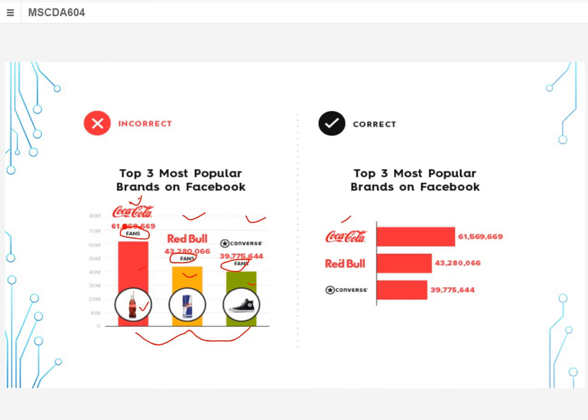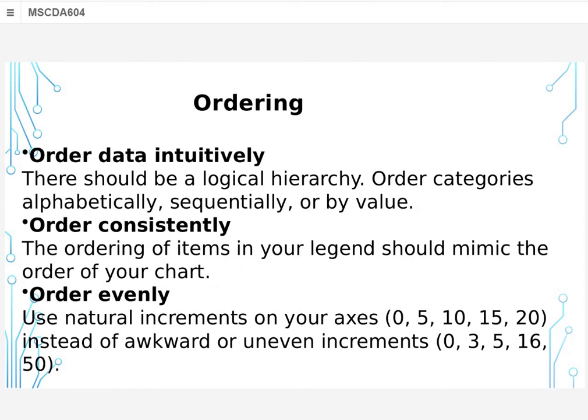Then, since I've written the total here to be 61 million, then it won't be necessary maybe to label the y-axis, say 0 to 80 million. It may not be necessary, right? But if I don't put the figures here, I will then maybe label my x-axis so that people may see the total amount, right? So ordering is also very important.